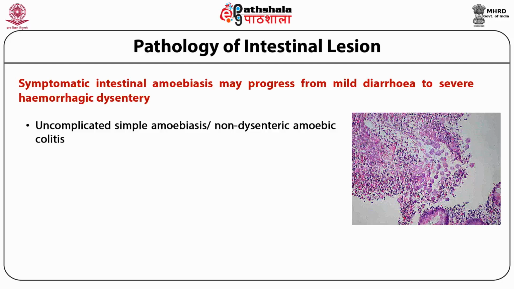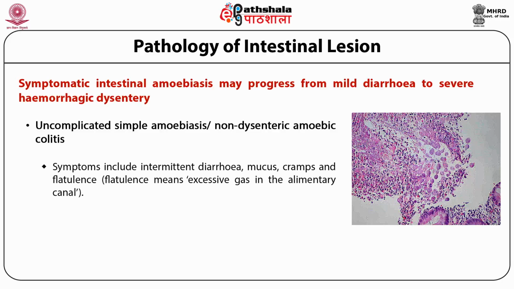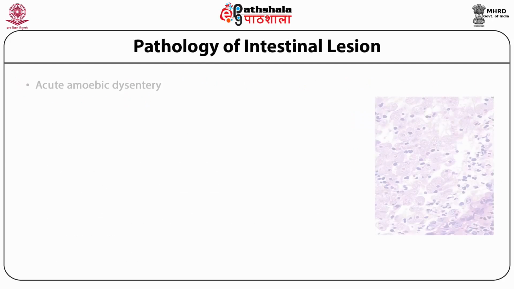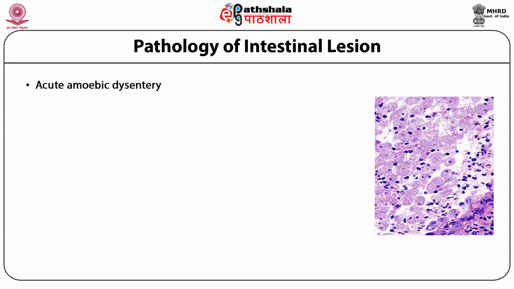Now, what is that? The symptoms include intermittent diarrhea, mucus, cramps, and flatulence. Flatulence means excessive gas in the alimentary canal. Patients have small amoebic ulcers with less colonic inflammation. It is usually chronic. Then acute amoebic dysentery can also be caused by Entamoeba histolytica.